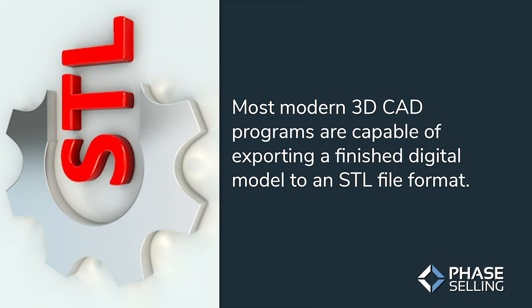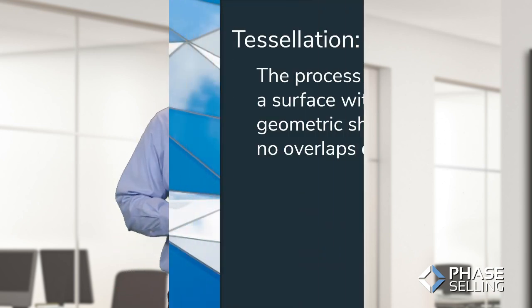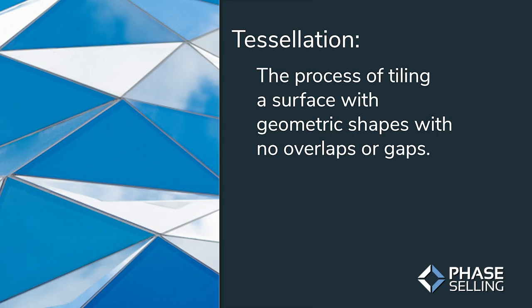STL is the most widely used file format for additive manufacturing, which is used to encode the surface geometry of a 3D object. It accomplishes this by using a concept called tessellation, which is the process of tiling a surface with geometric shapes with no overlaps or gaps.